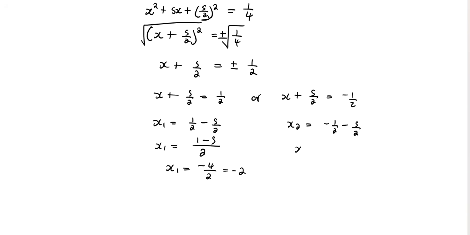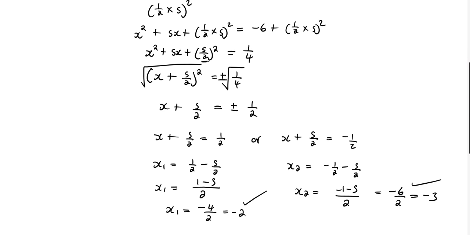This side, the same thing, the same denominator, you add the numerators. You're going to have negative 6 over 2, which is negative 3. So these are your two values of x which we have solved by completing the square. So this is how you can complete the square. Just have to follow the steps and everything will go well.